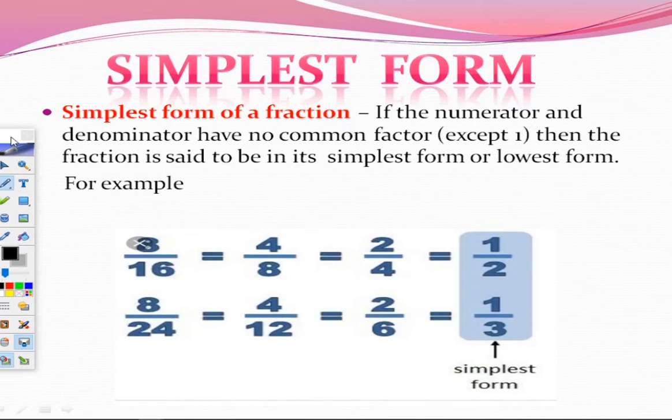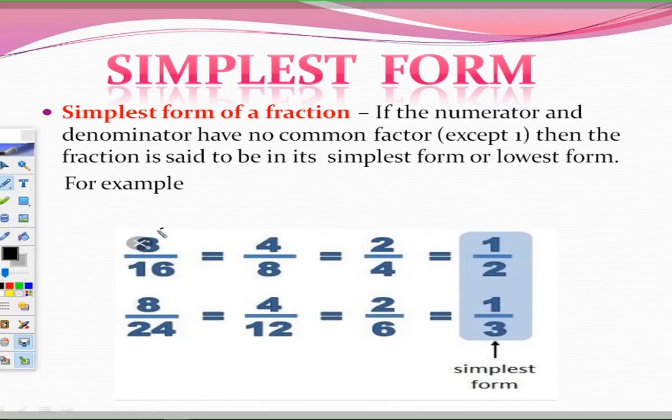For example, you can see here, when I reduce 8 by 16 and the common factor among them is 2, then it becomes 4 by 8. Again I reduce it, it becomes 2 by 4. Again I get 1 by 2. This is the fraction which is in the simplest form. Here you can see the numerator is 1 and denominator is 2, and the numerator and the denominator of this fraction have no other common factor except 1.